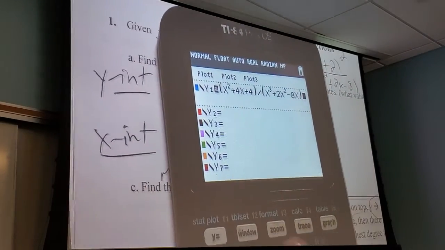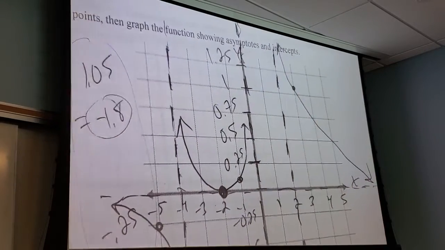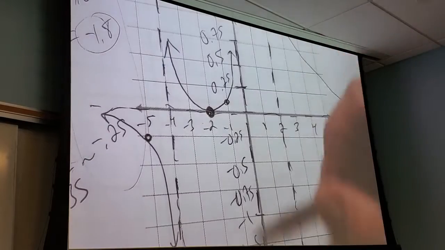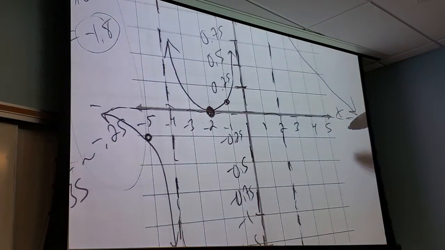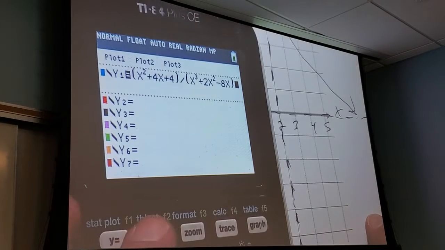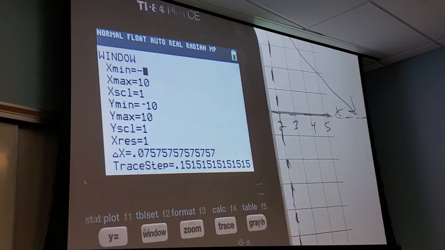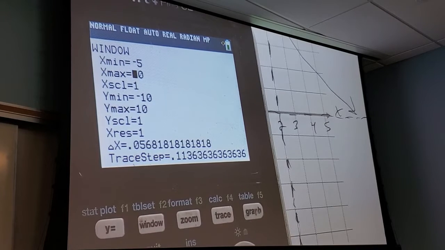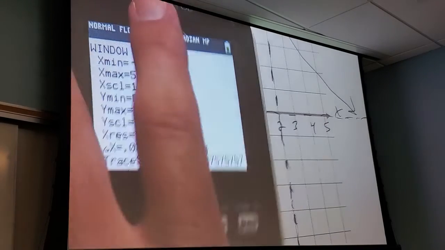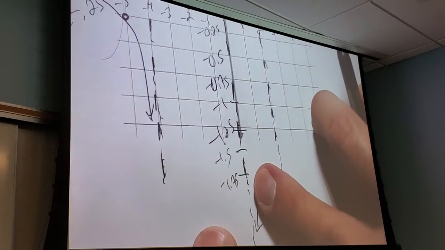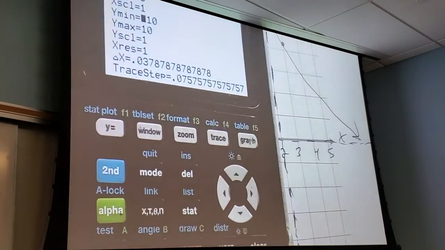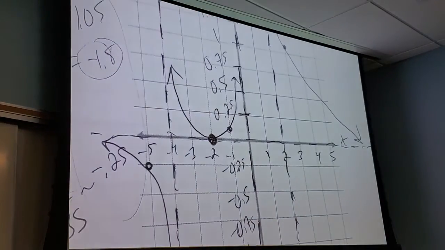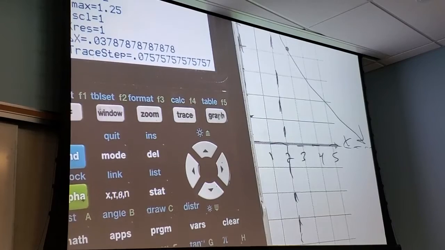Let me catch up. Now watch this, you guys. When you're doing this to check your work, you can make the scale the same as what you did on your page. So I'm going to go to Window. I'm going to make X min -5 and X max 5. I'm going to make Y min -2, just to make sure it fits in there. Up to, what do you got, Jeff? Up to like 1.25, yeah.